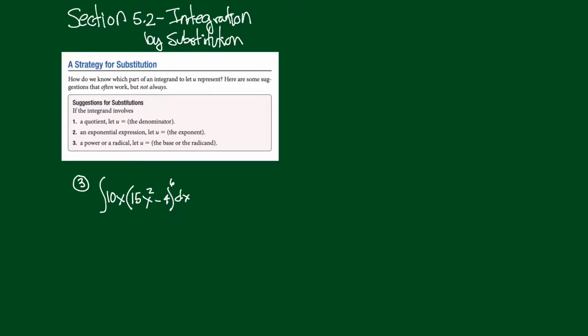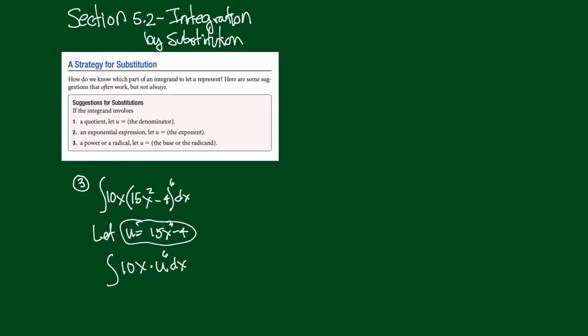Let's do a last example that will give us an idea of how to use this one here. So suppose we have a power or a radical. Now, I've written this as a power, right? We've got something to a power. So when you have a power, the suggestion is to let u equal the base of that power. So what we're going to do here is we're going to let u equal the base, 15x squared minus 4. I'll circle that. So here's what we have so far. Making that substitution, we'll have the integral of 10x and then times u to the 6th dx.